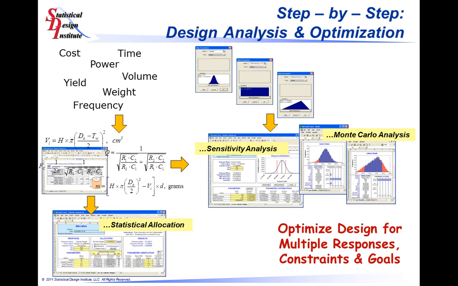But the next question may be, can I achieve all of these response results simultaneously in the final design? How do I select my tolerances and my X values to get to a combined set of characteristics that will be necessary to satisfy your stakeholders? Well, this is where we need to optimize the design for multiple responses, constraints, and goals.